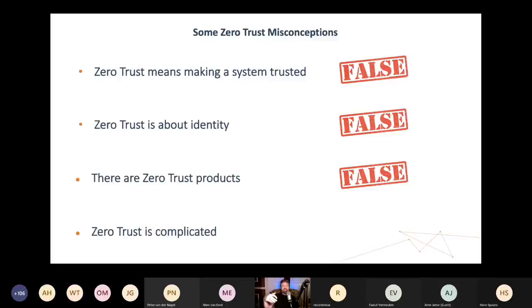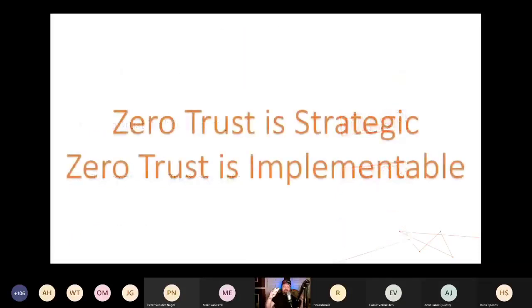And then finally, zero trust is complicated. I hear that all the time. Oh, it sounds so complicated. Well, that's because you're listening to the wrong people. Talk to somebody who's actually done it, right? Because most of the people who are talking about it have never actually done it. So it is not complicated. There are only 9 things that you need to understand to do zero trust, and I'm going to show them to you today. So there are 2 things that I want you to take away from this.